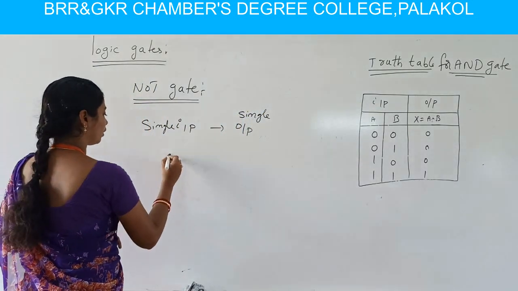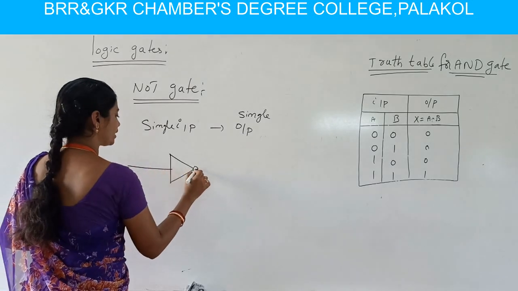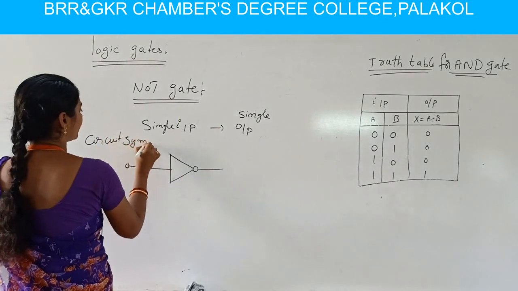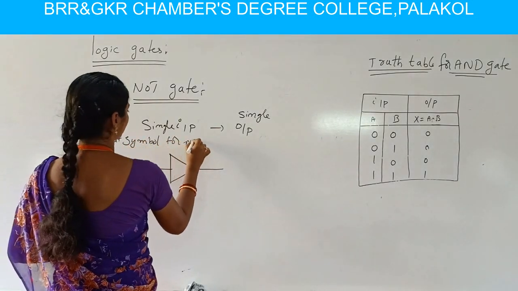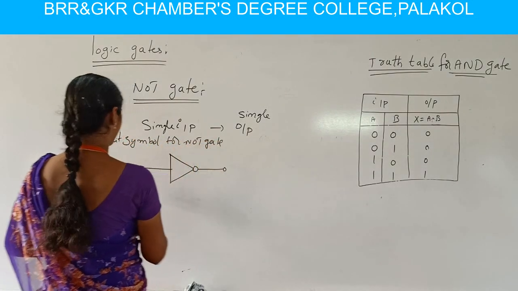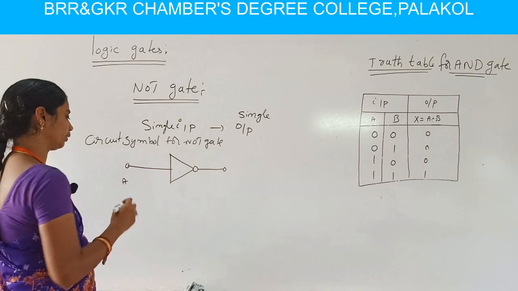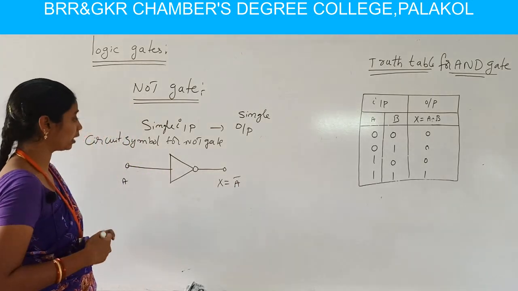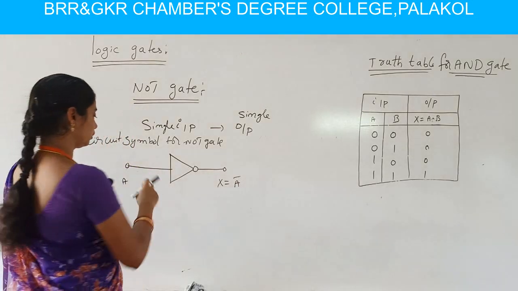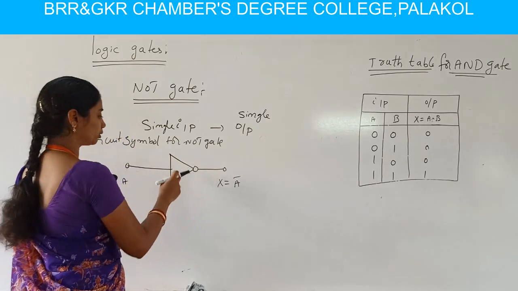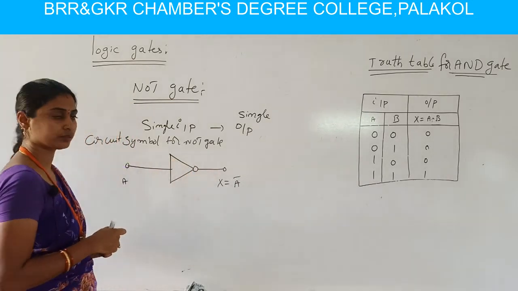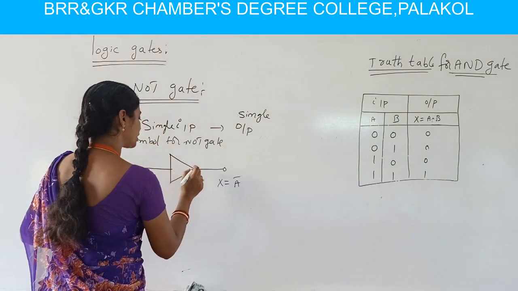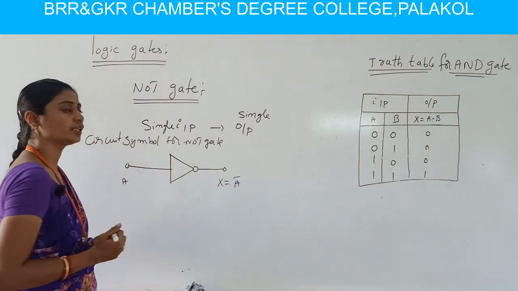So the circuit symbol for the NOT gate is as follows. Here we give A as the input, and we have the output X equal to A bar. The NOT gate symbol is like a diode symbol. In a diode we have an anode and a cathode, but here it is an inversion operation, hence the inversion is indicated with a NOT symbol added before the arrow of this diode, like this.